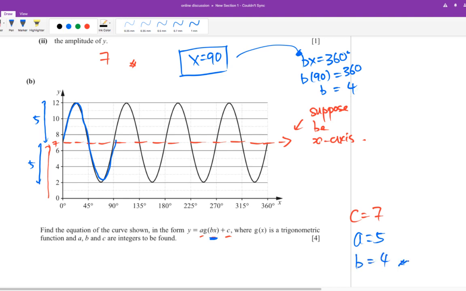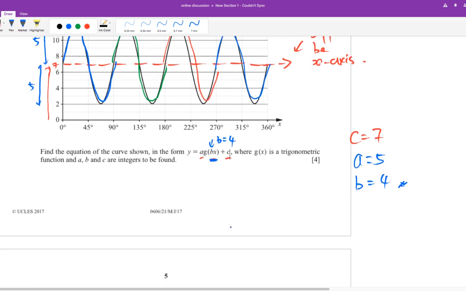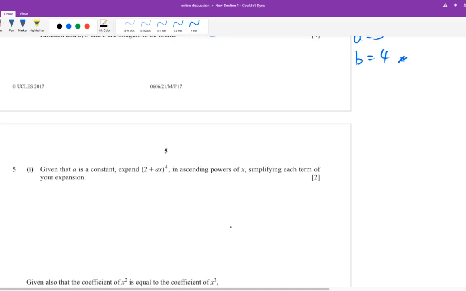Or, as I even teach my students, you just see in 360 how many cycles there are. You have 1, and then 2, and then 3, and then 4. So 4 cycles in 360, so b equals 4. There are a few ways you can find b, but as long as you get it, then it should be okay. Alright, let's move on to question number 5.